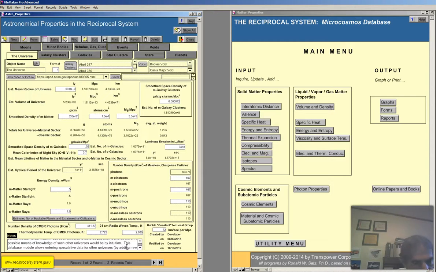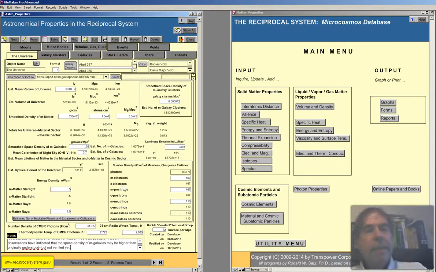This database module allows entering speculative data for other universes by adding new records, but no means of physical verification would be possible. Recent observations have indicated that the space density of M galaxies may be higher than originally understood, but not verified yet. So this value here might be 300 billion galaxies instead of 100 billion. But I'm keeping that for the time being. Okay, well that wraps up the first layout of the Reciprocal System Macrocosmos database.